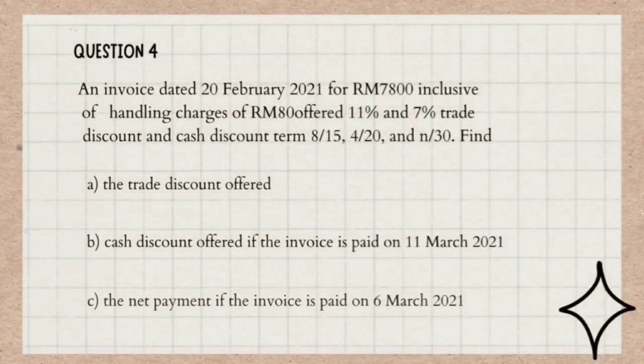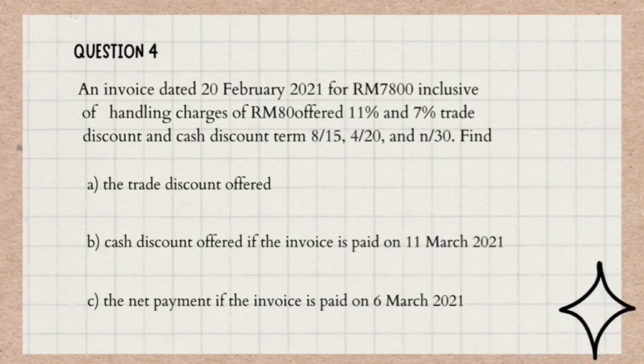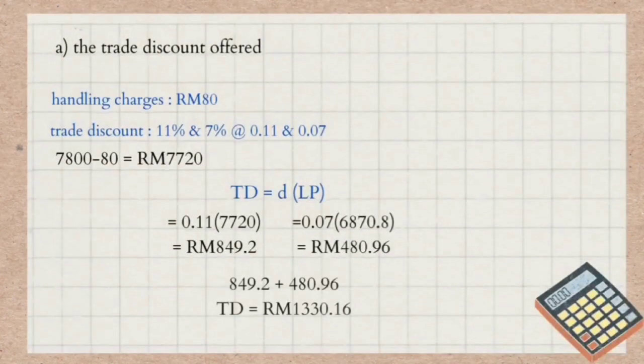Question number 4. An invoice dated 20 February 2021 for 7,800 ringgit, inclusive of a handling charge of 18 ringgit, offers 11% and 7% trade discounts, and cash discount terms of 8 per 15, 4 per 20, and N per 30. So we have to find A, the trade discount offered; B, the cash discount offered if the invoice is paid on 11 March 2021; and the last one, the net payment if the invoice is paid on 6 March 2021.